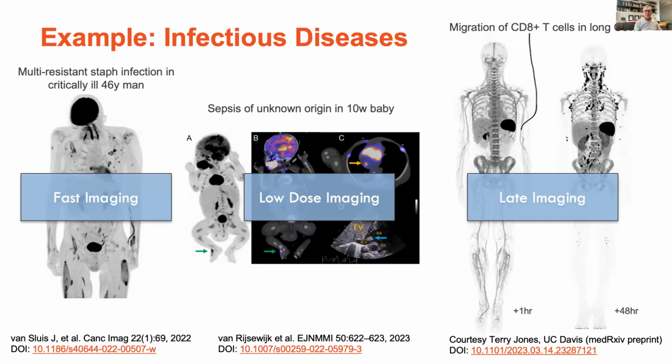And I use these 3 examples here because they do highlight 3 of the features of total body PET. The first one demonstrating the ability to do fast imaging, the middle one, the ability to do low radiation dose imaging, and the third one, the ability to do late, or if you like, delayed imaging, when you're looking at cells and molecules that have very slow transport around the body.